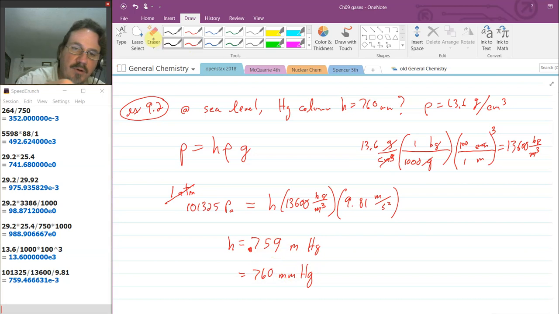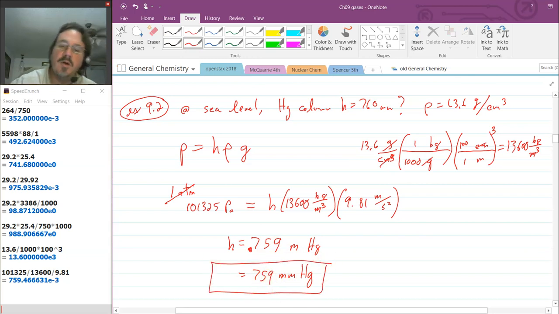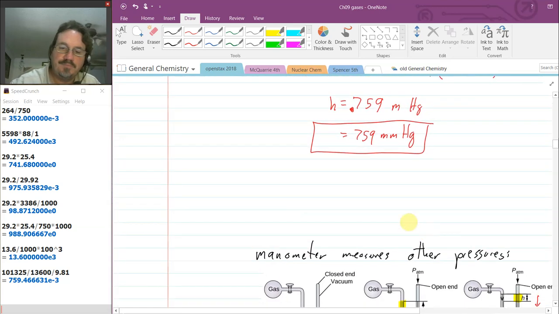Well, I shouldn't have rounded off. I'm so used to thinking just 760 that I automatically put it. But this calculation gave me 759. Close enough for me. All right, so 759 millimeters of mercury is what one atmospheric pressure should equal. Yep, we have verified and shown that to be true.